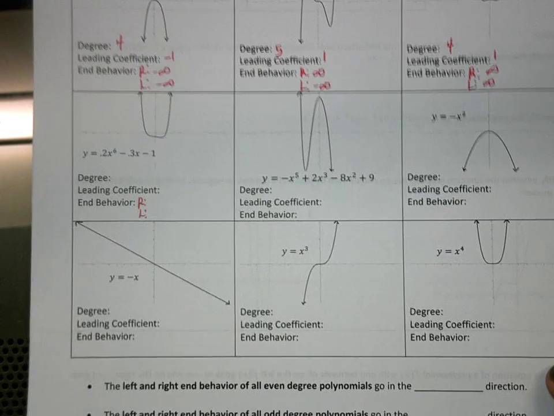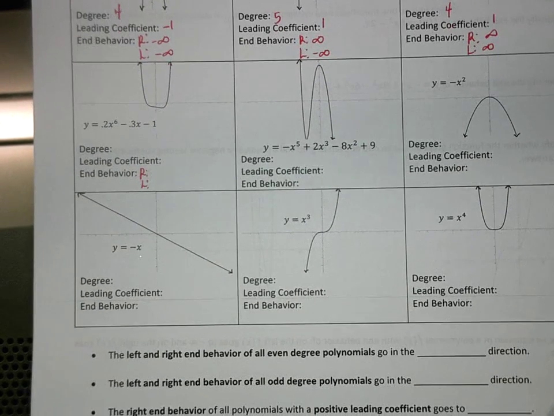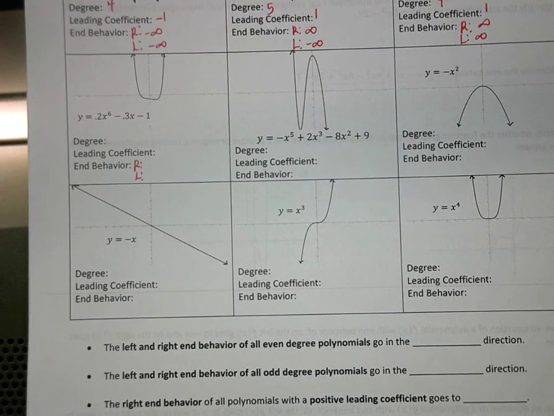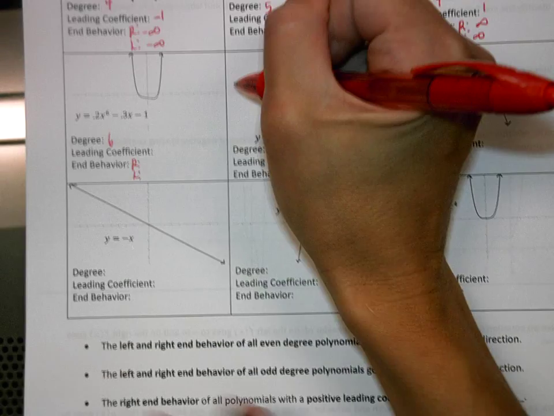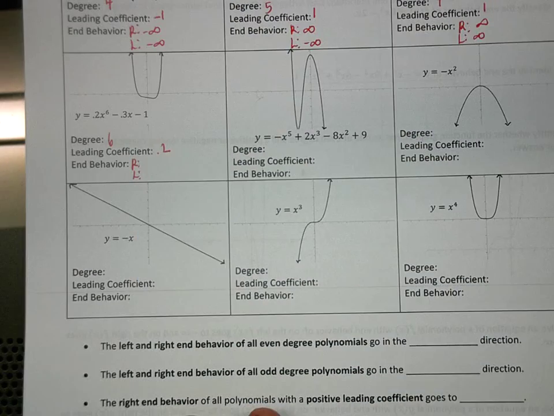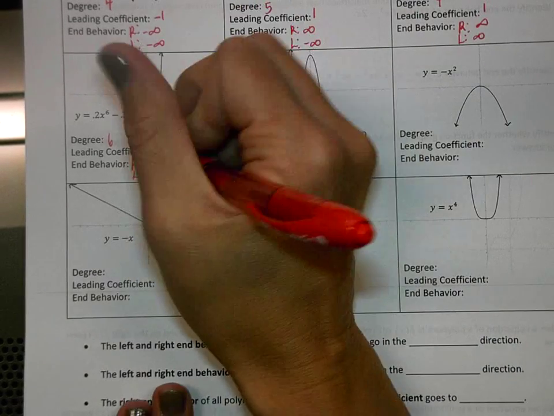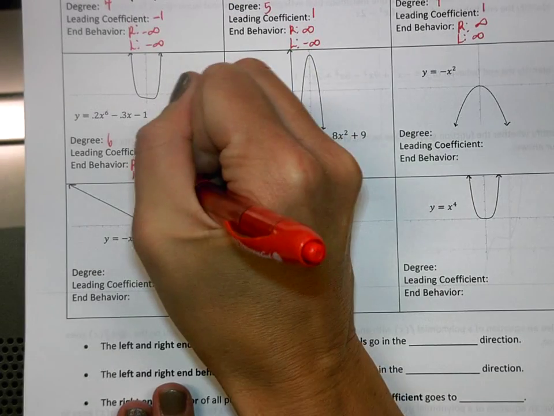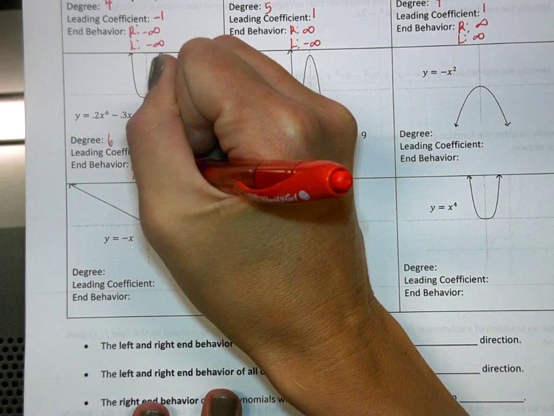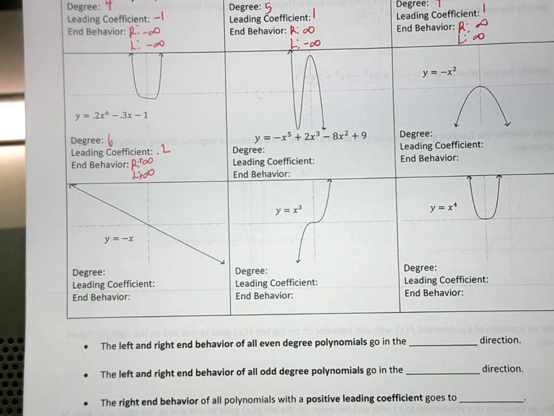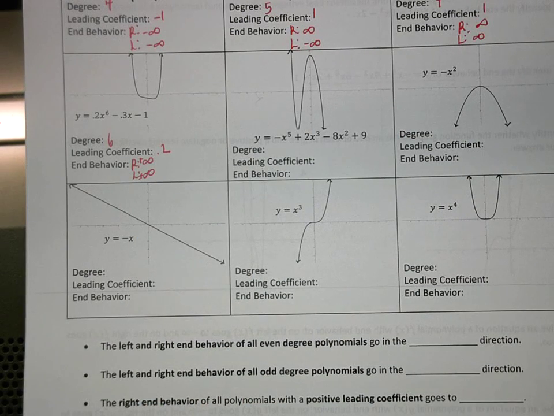Okay, so the third row, are we there? What is my degree on that one? Good. What is the leading coefficient? 0.2. Good. And the right and left are both going to positive infinity. You'll notice sometimes that they might put a plus in front of the infinity to say positive infinity. It means the same thing as just writing the regular infinity.